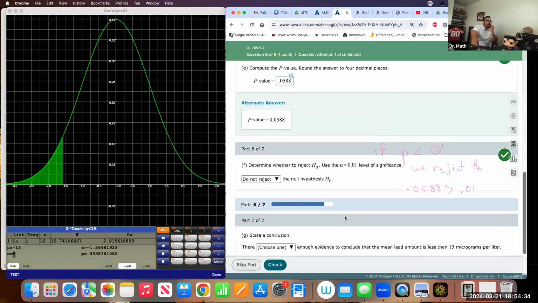Cool. Because we do not reject, what we say is, hey, there is not enough evidence to conclude that the mean lead amount is less than 15. Because if you remember our claim that we stated earlier, we have our null hypothesis that said it was equal to 15, and then we had our alternate hypothesis that said that the mean was less than 15. So when we don't reject, we fail to reject H naught. We're not saying this is false, but we're saying, you know what, we don't have enough evidence to support this. So our evidence doesn't back this up. So this is what we're going with.